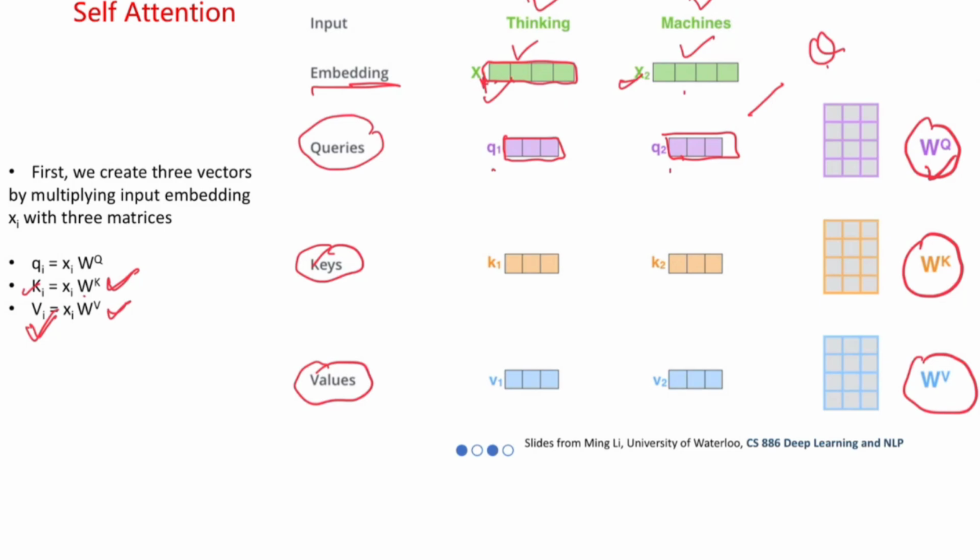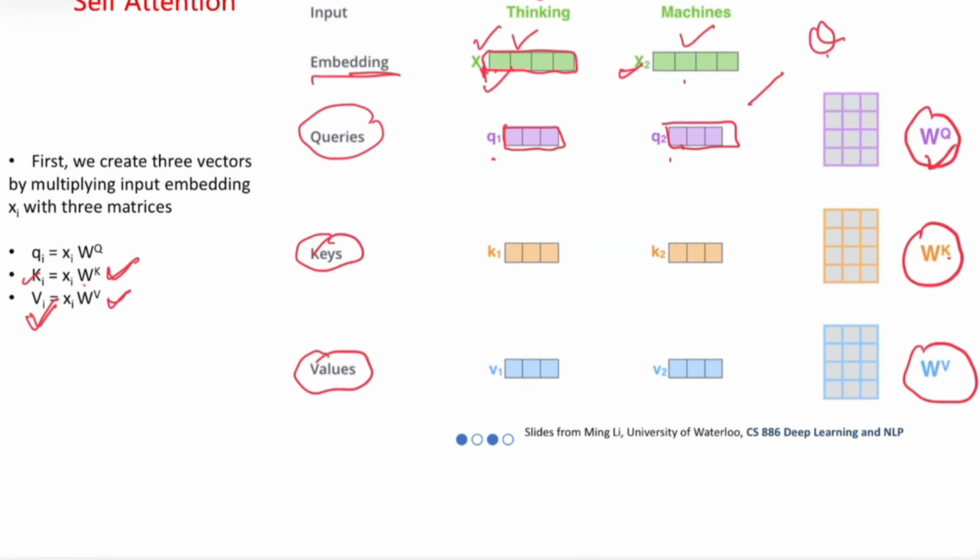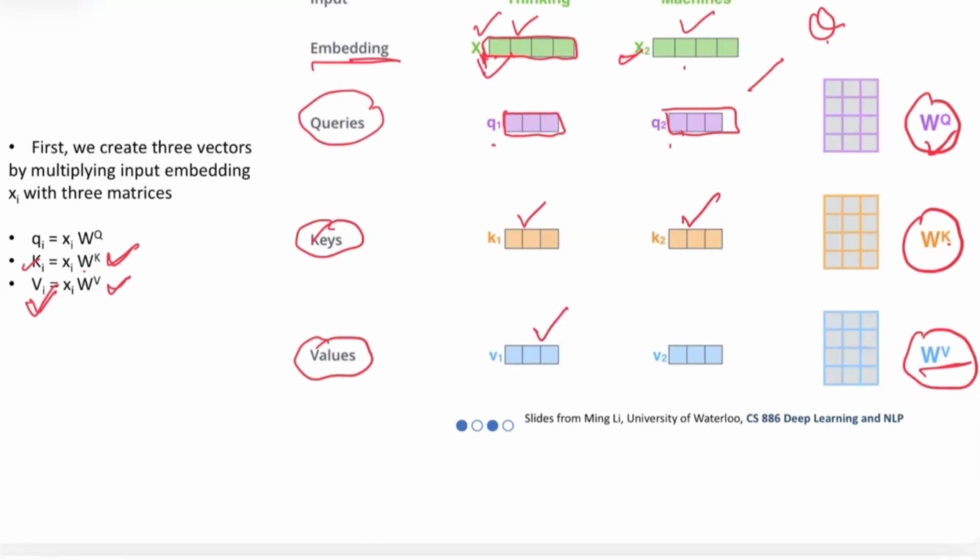Similarly, for K, we applied the fully connected layer on x1 and got k1, on x2 we got k2. Similarly here, applying this fully connected layer on x1, you get v1, and on x2, you get v2. These are the things that we got.